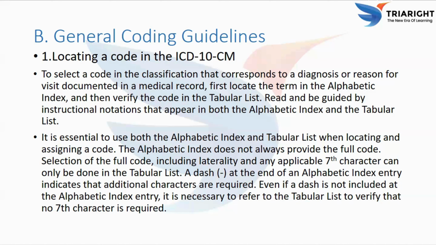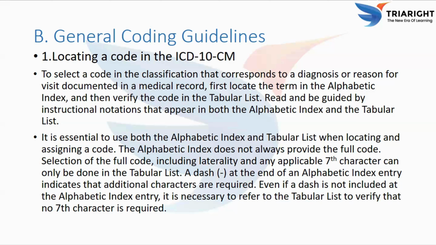This tabular list provides the code description, inclusion or exclusion notes. It requires certain characters if applicable, and also the laterality. Laterality means whether it's a right side or left side or unspecified. So you have to use both parts of the ICD-10. Alphabetic index helps you to find the code, whereas tabular list confirms the code and adds the details. You can also find a dash at the end of the code in alphabetic index, which means the code is incomplete and it needs additional characters from the tabular list.